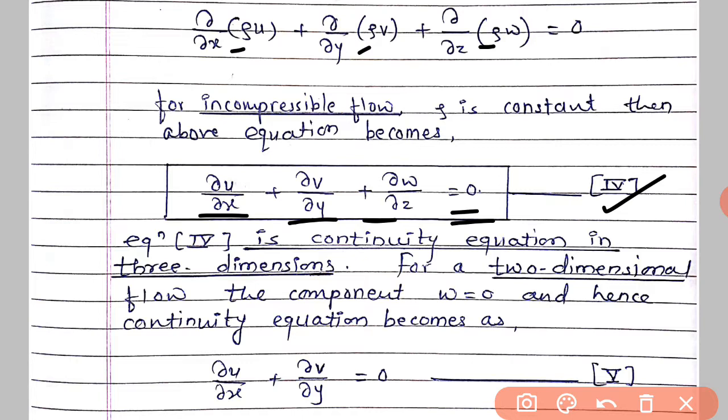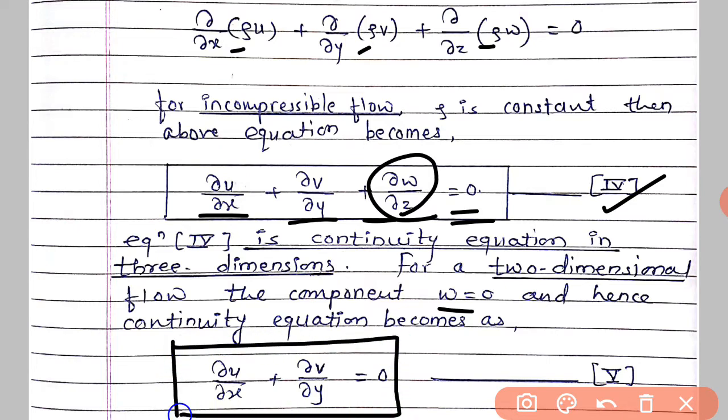And for 2-dimensional flow, eliminate ∂w/∂z. For 2-dimensional flow, w will be 0 and the equation becomes ∂u/∂x plus ∂v/∂y equals 0 for 2 dimensions. This is all about continuity equation in 3 dimensions. In this lecture, we have seen continuity equation and continuity equation in 3 dimensions.